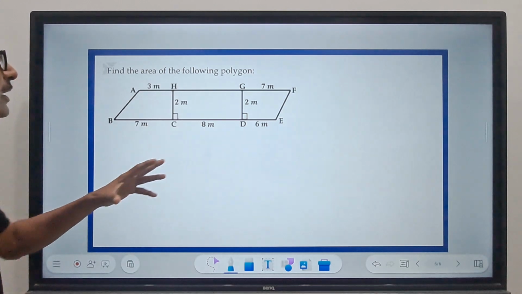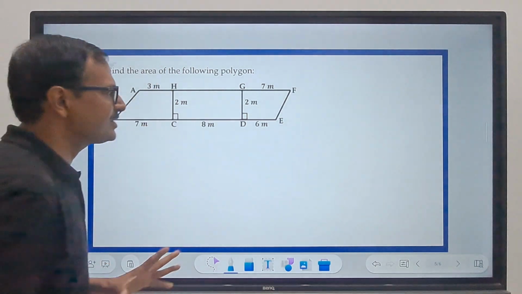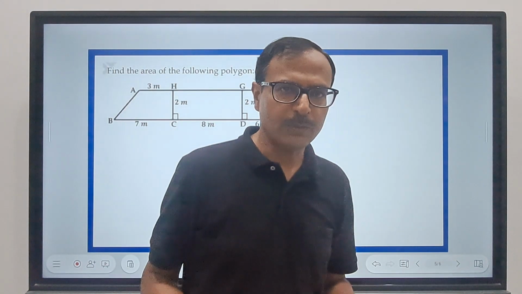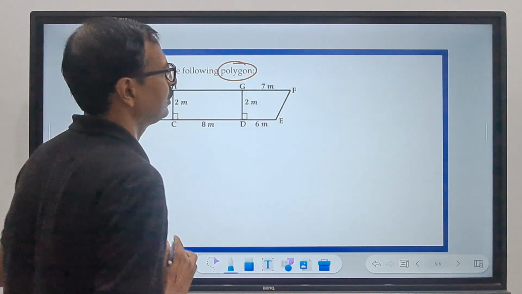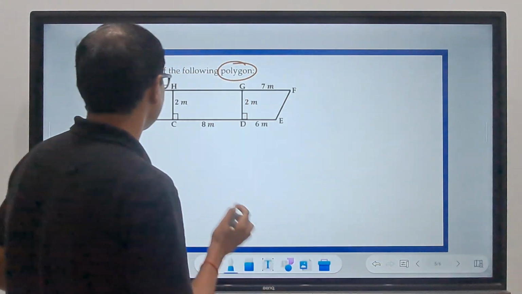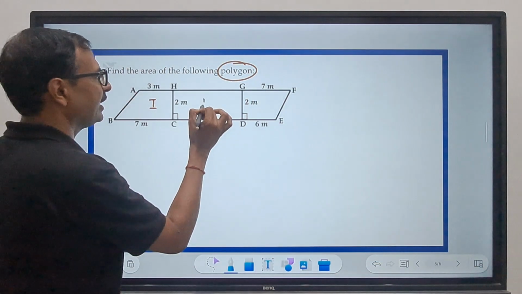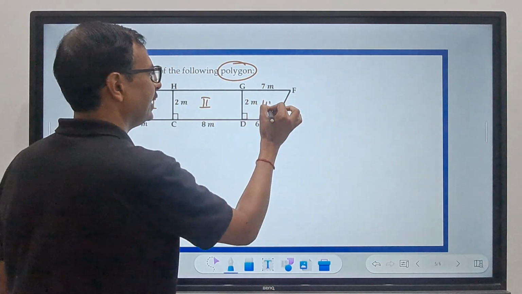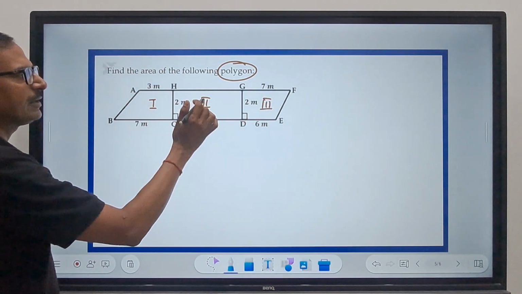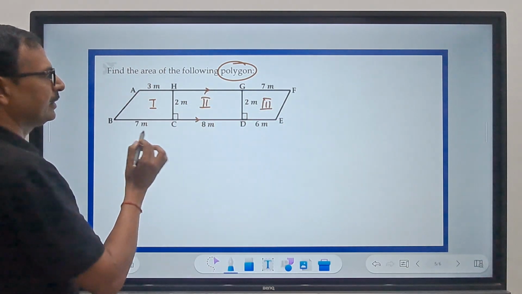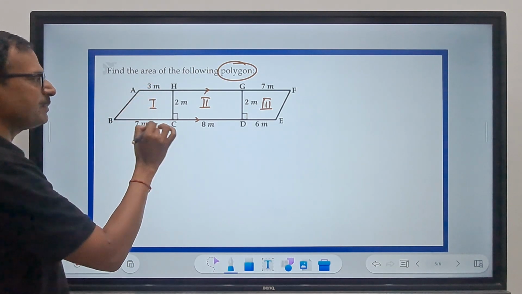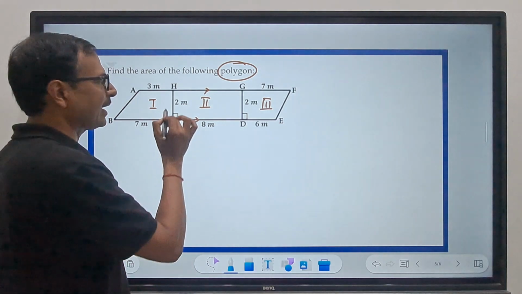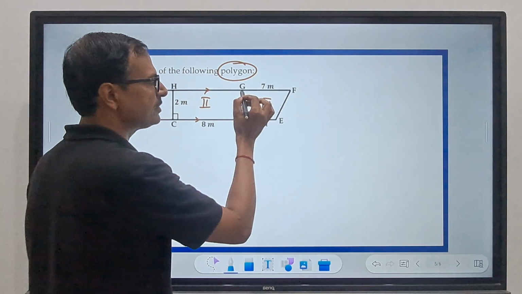Here we have another polygon which is looking like a parallelogram. Let's not consider that it is a parallelogram, okay? Unless and until it is given to us. He says polygon. So, a random shape. So, let's take this as area 1, area 2 and area 3. As you can clearly see in the figure, the figure ABCH is a trapezium. This is a rectangle and this is again a trapezium.